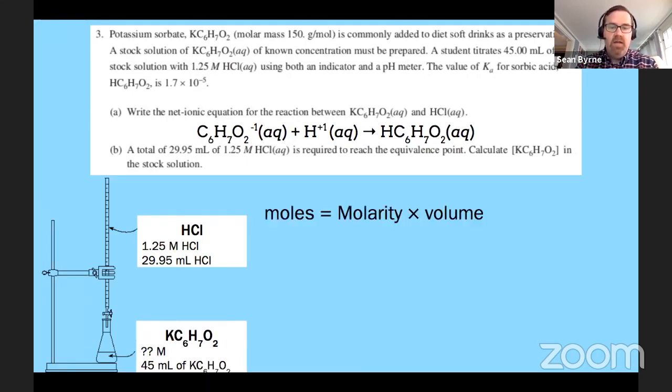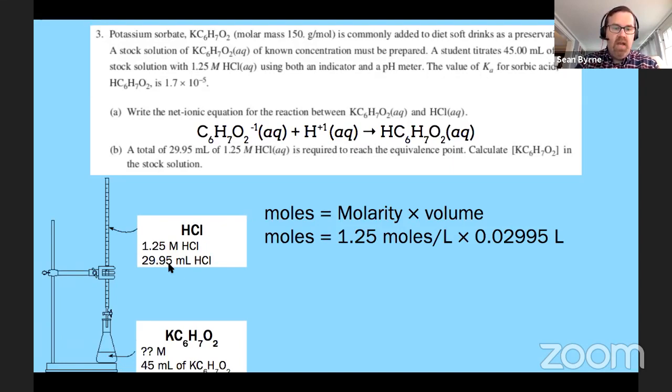Okay, so the calculations are pretty straightforward because we're just looking at the molarity equation in two different forms. We know that molarity is equal to moles over volume. So we're going to rearrange that to say moles is equal to molarity times volume. We fill in our numbers here. Be careful, we've got 29.95 milliliters. That's a tricky one for a lot of students to convert into liters, right? You might want to divide by 1,000. You might want to move the decimal point over 3 places. Either way, we're going to end up with 0.0375 moles of HCl.